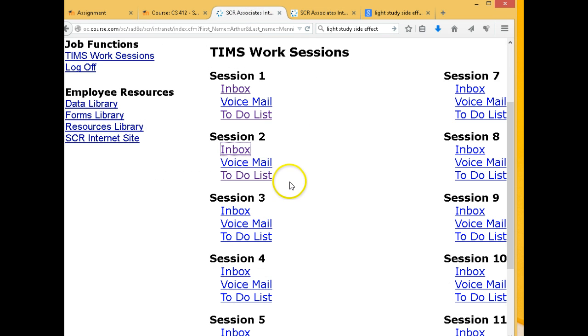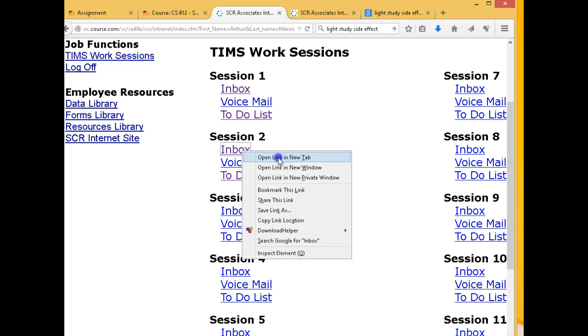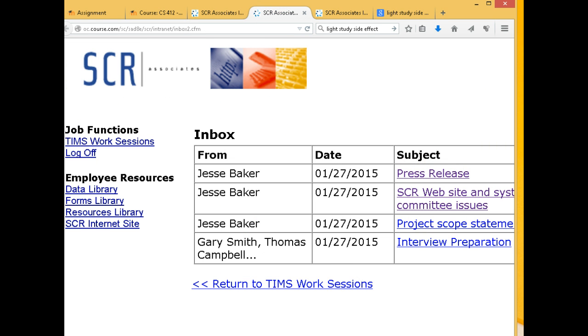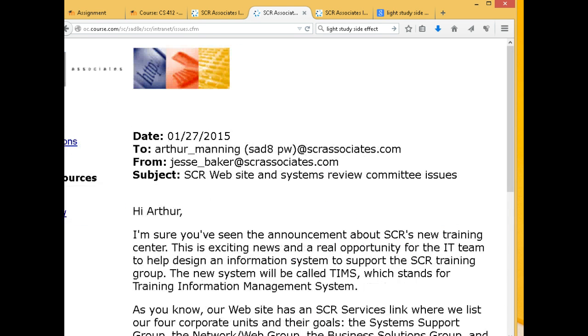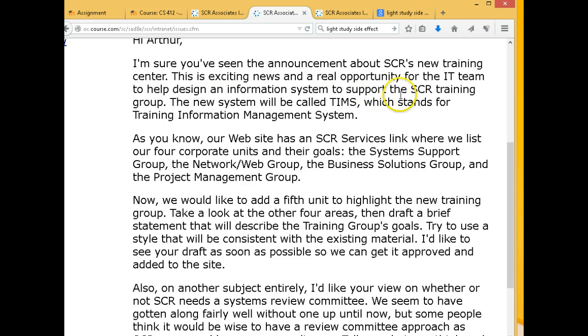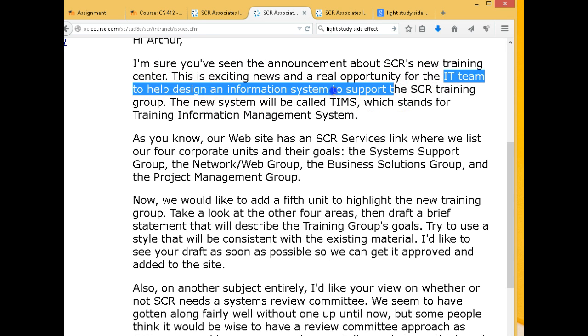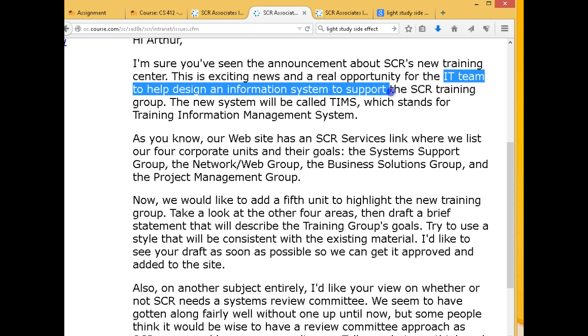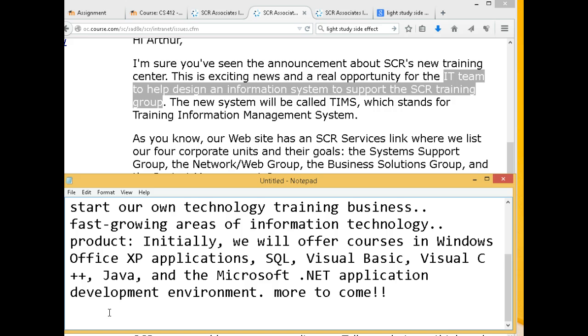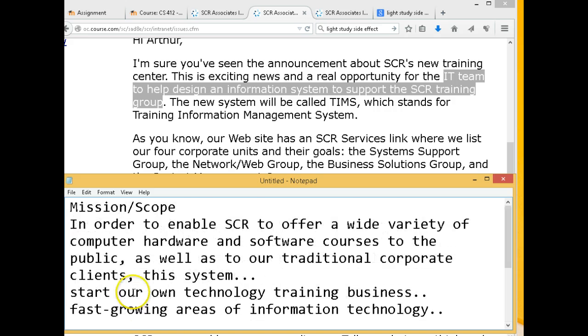Well, let's take a look at some more in our inbox here. Project scope statement they're asking for. Let's see here if we give any clue about the scope here. We've got the announcement, training center, IT. Oh, look at this. We're being asked to help design an information system to support this training group. So that's our goal, is providing that information system to support this training group. So that's a main focus of us, is that system. So I'll put that there. As kind of was mentioned in the first one, in order to enable.